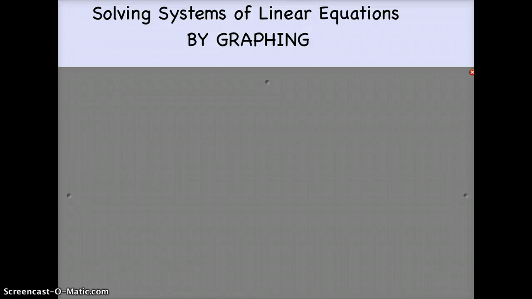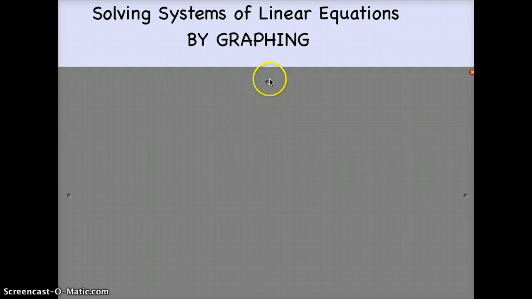Hi everyone, today we're going to take what we know about linear equations. So we have graphed linear equations, we have solved linear equations for y. We're going to take that and put it all together to learn about systems of linear equations. So today we're going to focus on solving systems of linear equations by graphing. There's more than one way to solve, but today we will just focus on the graphing part.